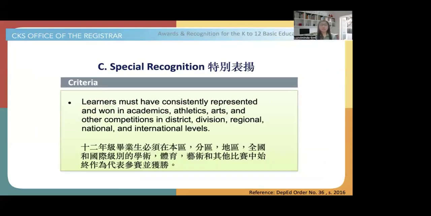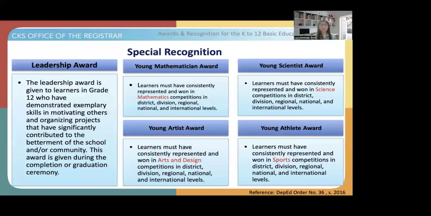The special recognition is given to learners who have consistently represented and won in academics, athletics, arts, and other competitions in district, division, regional, and especially national and international levels. Some of the special recognition awards given are Leadership Award, Young Mathematician Award, Young Scientist Award, Young Artist Award, and Young Athlete Award.